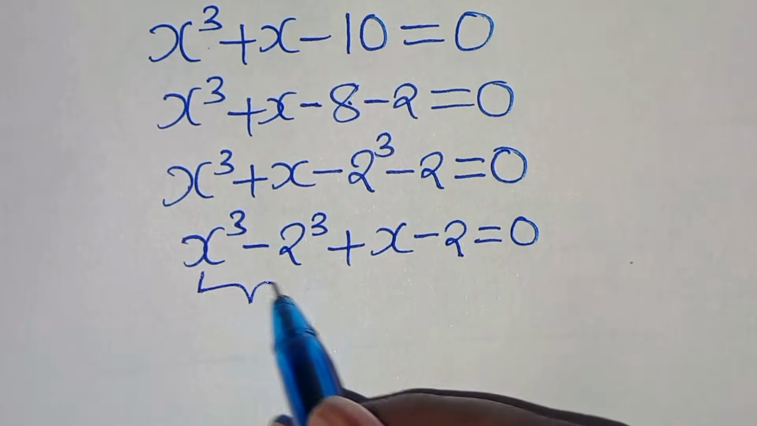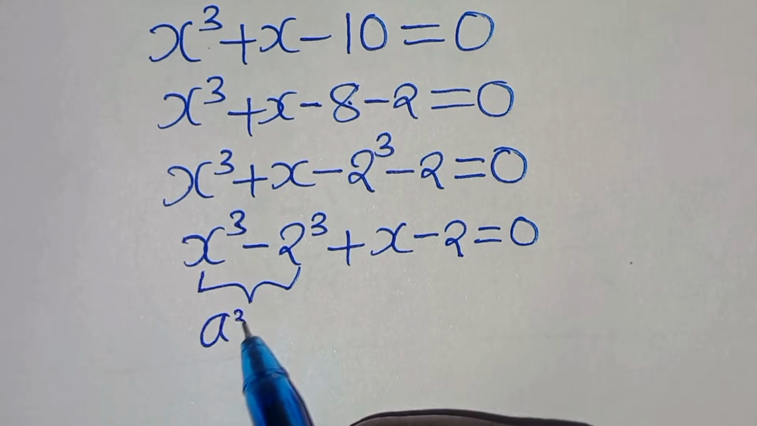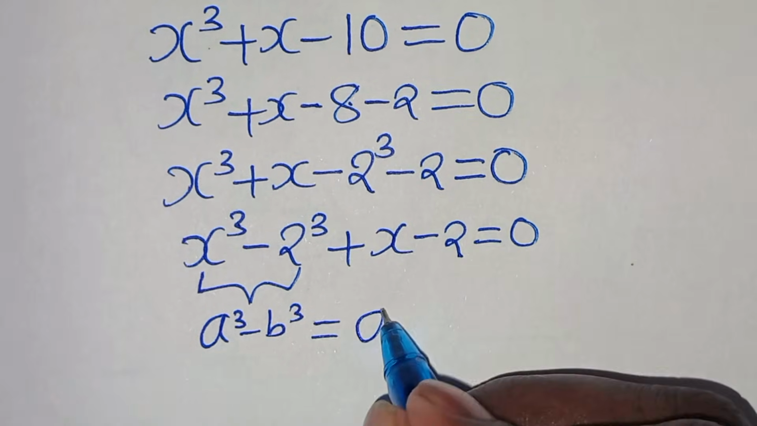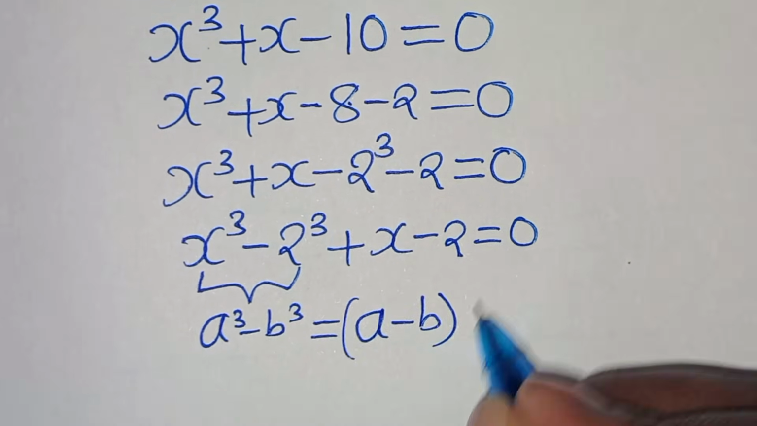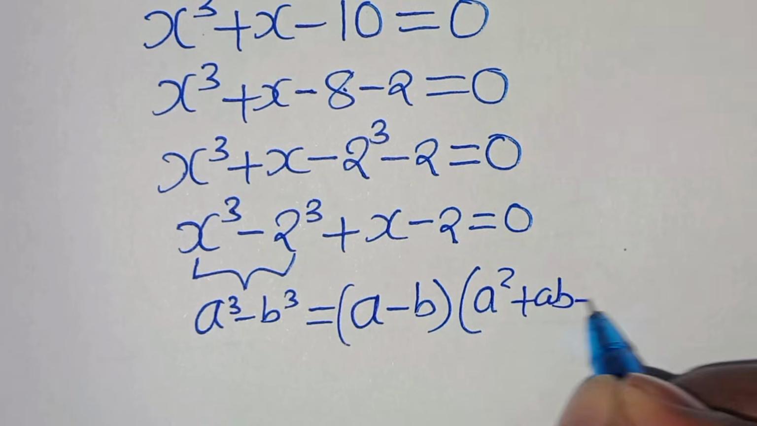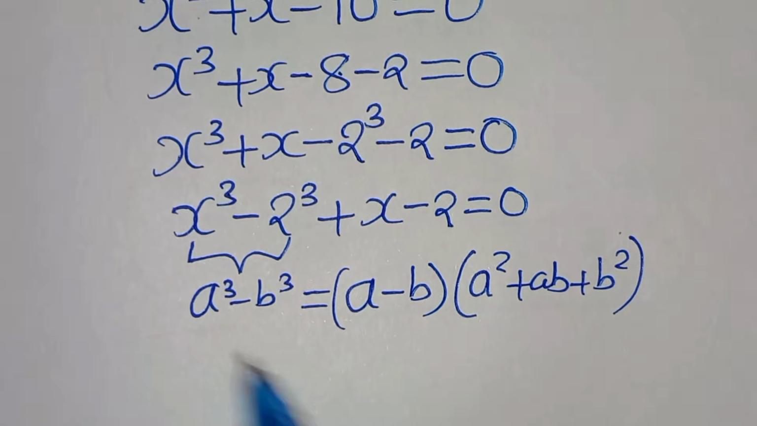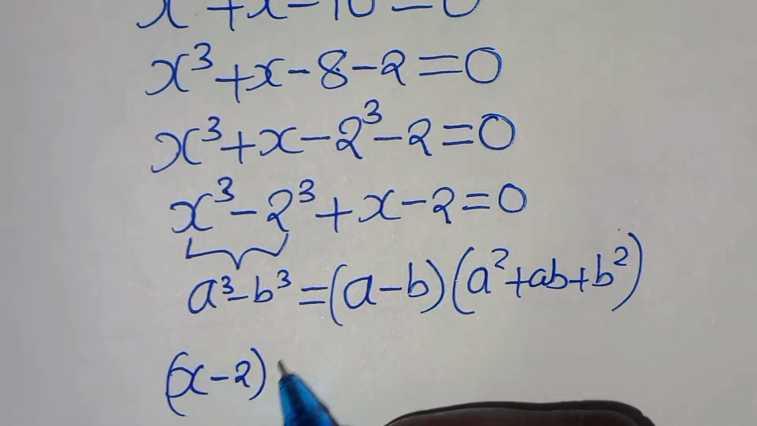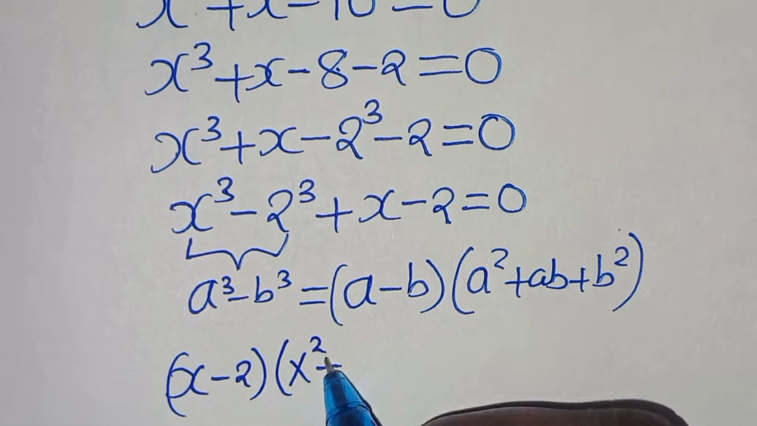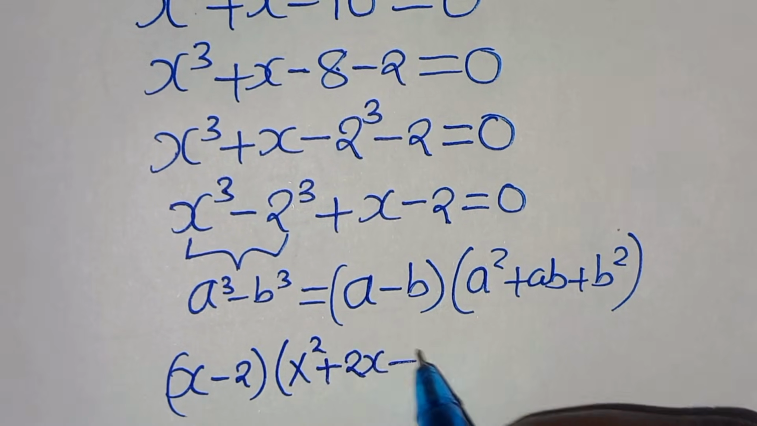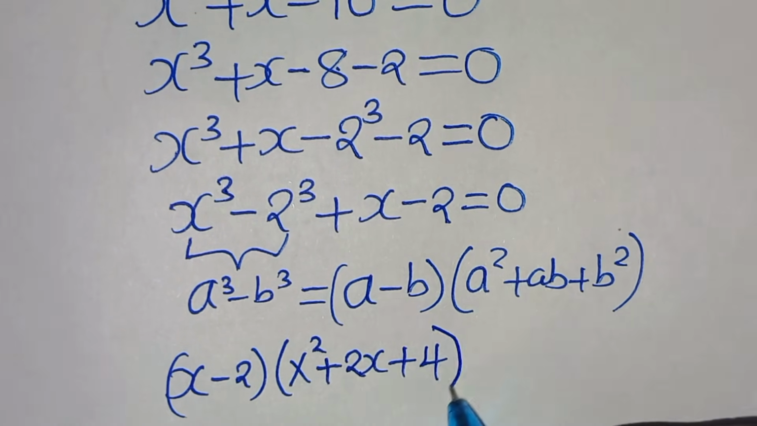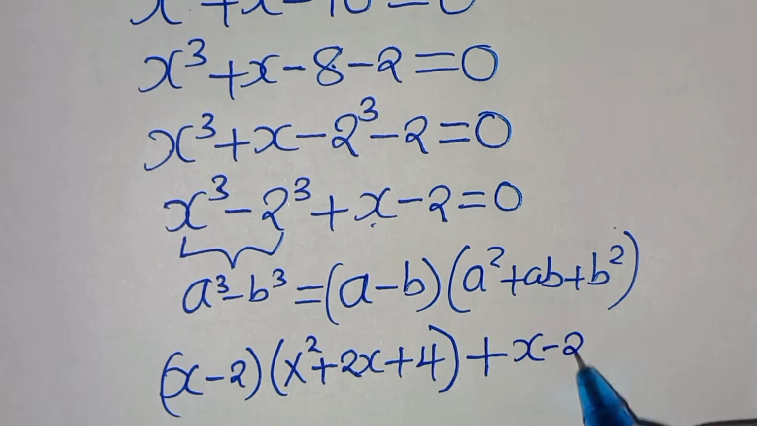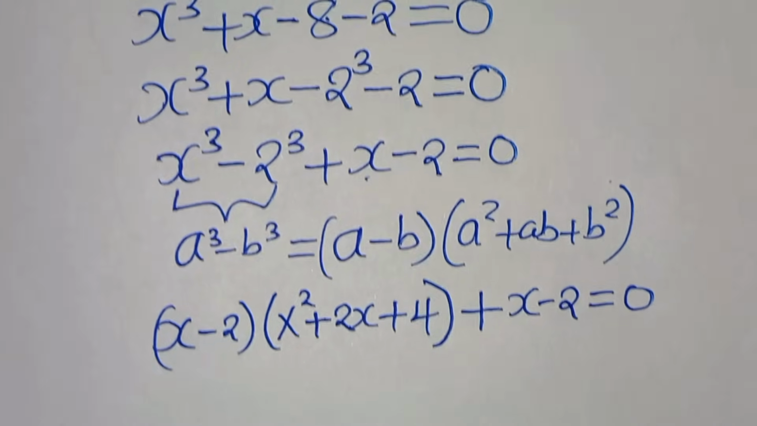So this part here is the difference of two cubes that we can express as a to the power of 3 minus b to the power of 3, which you can express as a minus b, a squared plus a times b plus b to the power of 2. Applying this identity, then we have x minus 2, x to the power of 2, then plus 2x, then plus 2 squared, which is 4, close the parentheses, then plus x minus 2, equal to 0.